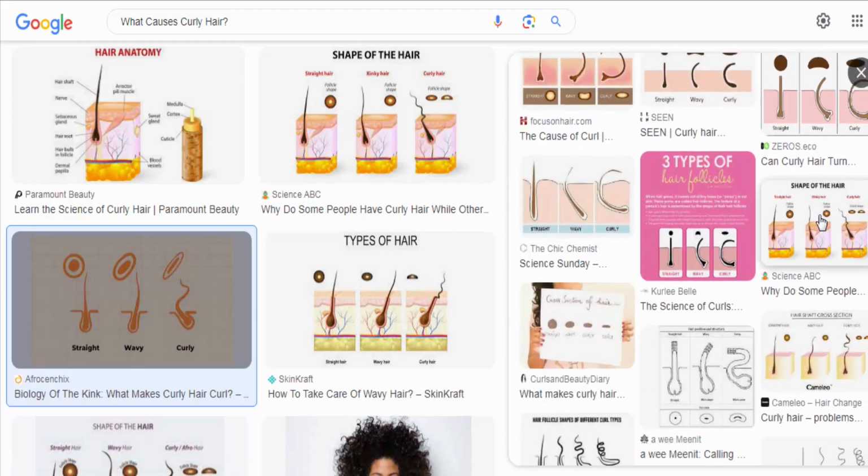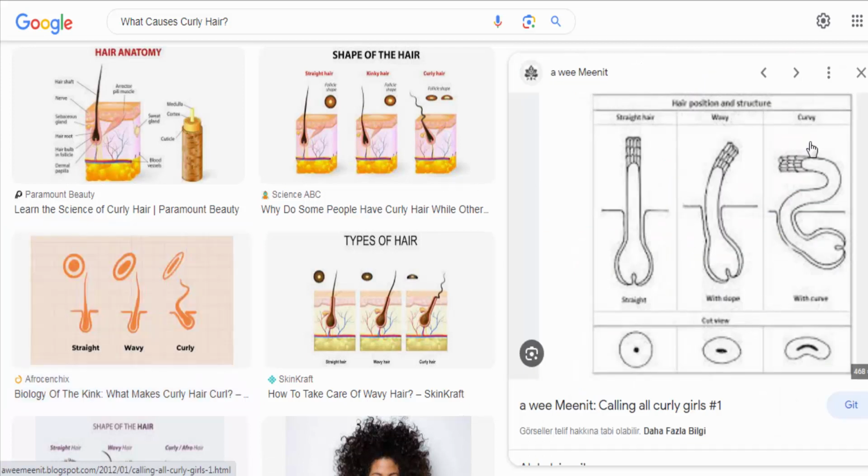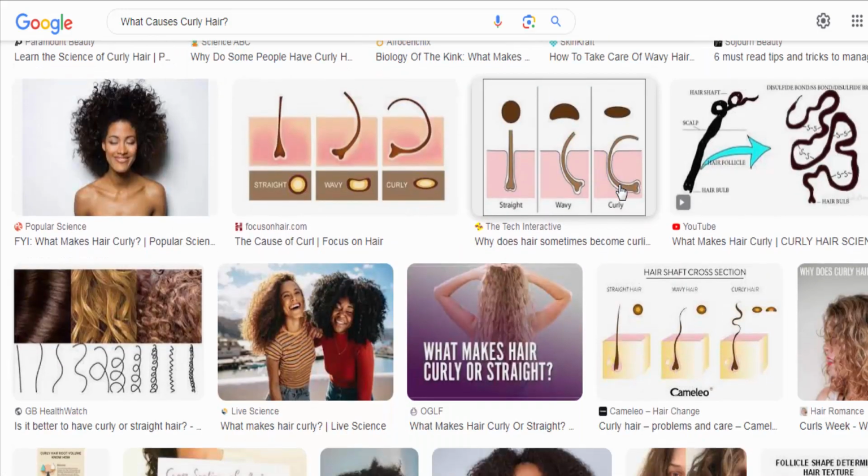If the follicle is relatively round, the hair grows straight. If the follicle is slightly oval or elliptical, the hair tends to be wavy, and if the follicle is more asymmetrical or flattened, the hair tends to be curly.